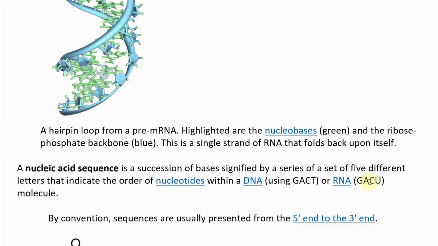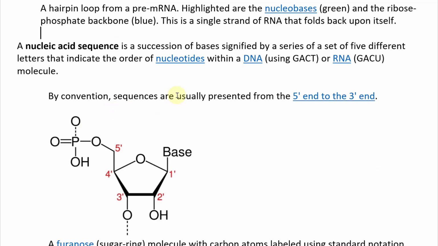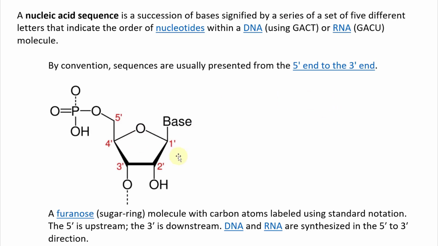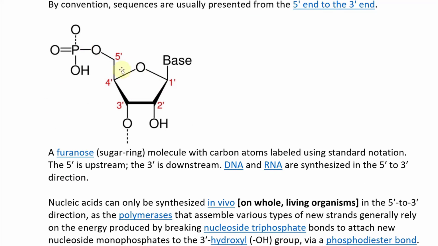So in other words, it's going to be an RNA GACU molecule. By convention, sequences are usually presented from the 5' end to the 3' end, and this is how they're numbered here. If the nucleobase is on this side, this is going to be 1, so 1, 2, 3, 4, 5. And then there is the phosphate backbone, or the sugar-phosphate backbone, when you include these two together. This is a furanose or sugar ring molecule with carbon atoms labeled using standard notation. The 5' is upstream, the 3' is downstream.